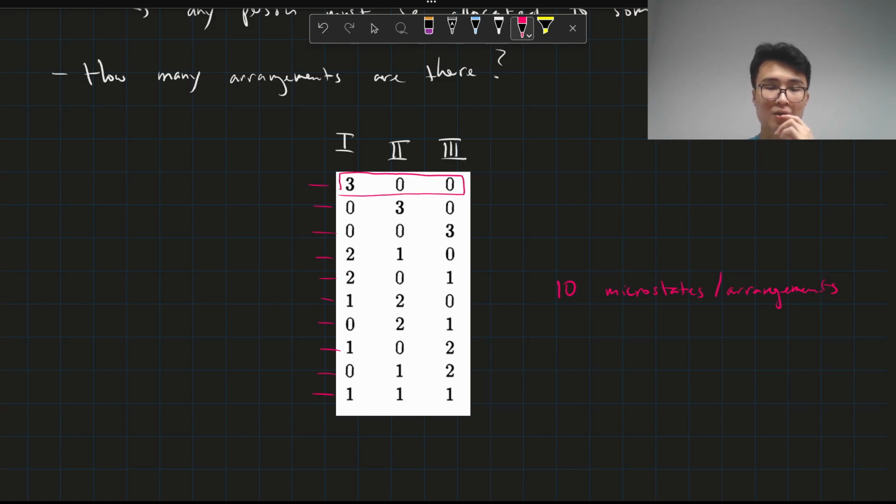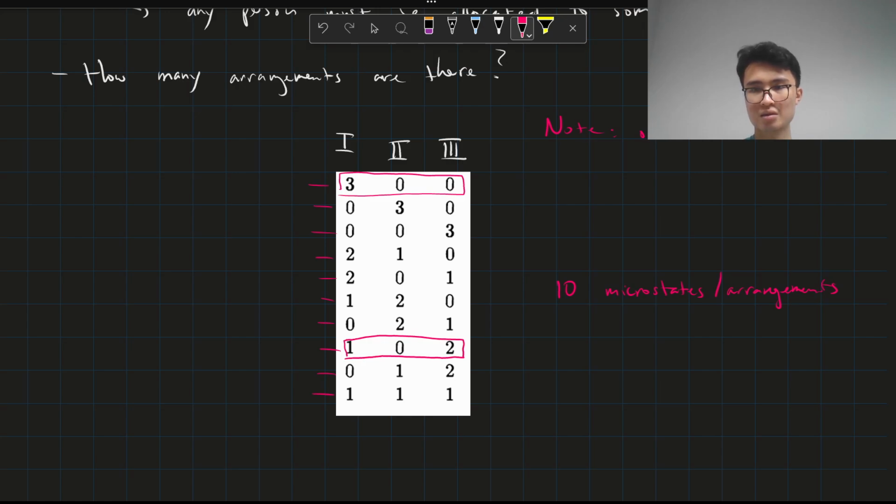For example, in this particular row, everyone is in slot number one, and the remaining slots have no one. And in this scenario, one person is in slot number one, and the remaining two people are in slot number three. I think I forgot to mention that order does not matter. I'll include a note here that order does not matter.